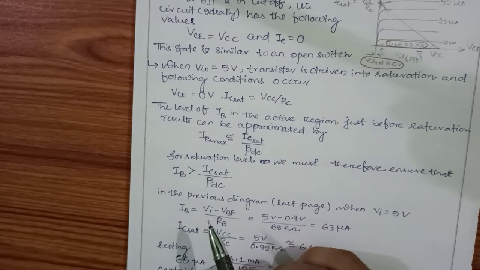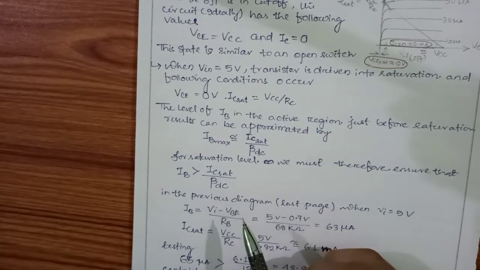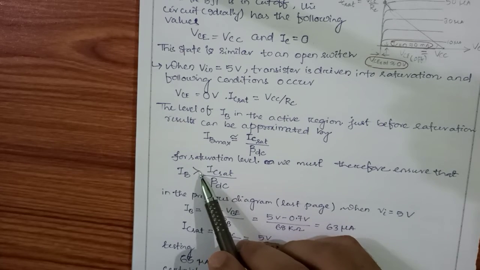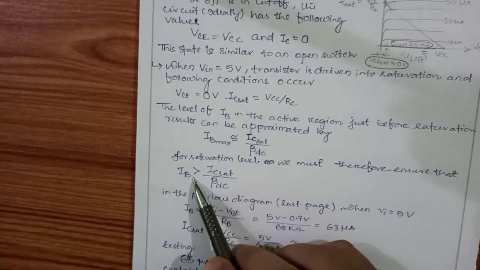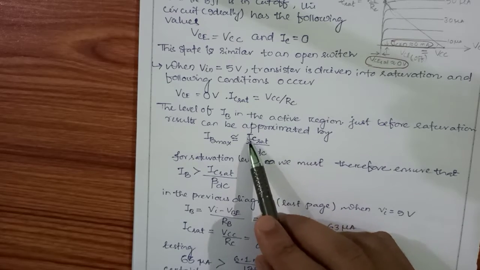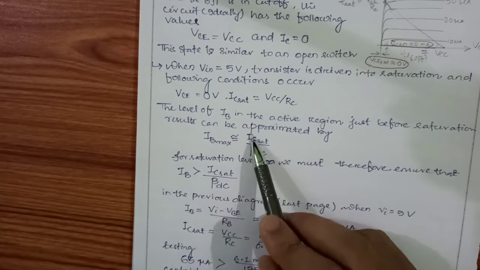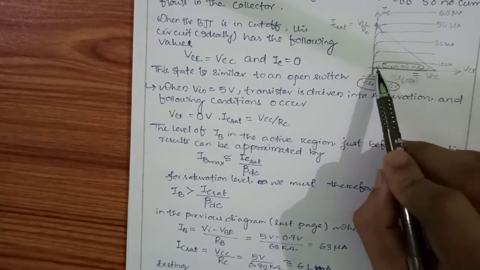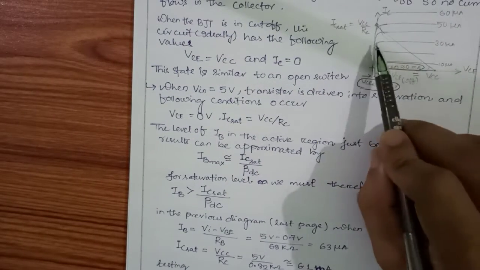So how will we know that our transistor has entered the saturation region? This is the maximum value. As our IB increases beyond this value, we will know that our transistor has entered the saturation region. You see, for different values of IB, we have drawn the characteristic.